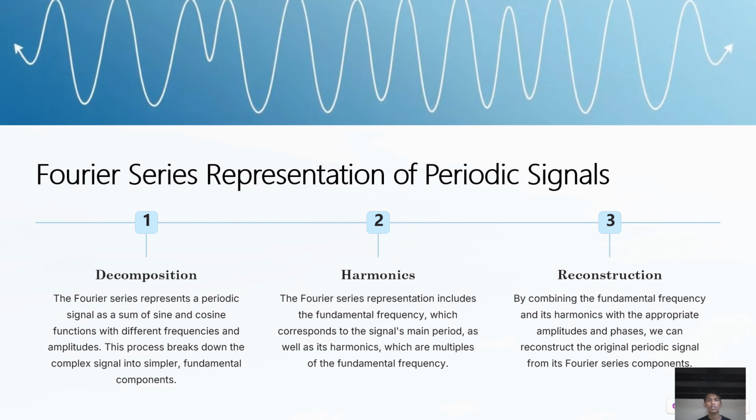Harmonics: the Fourier series representation includes the fundamental frequency, which corresponds to the signal's main period, as well as its harmonics, which are multiples of the fundamental frequency. Reconstruction: by combining the fundamental frequency and its harmonics with the appropriate amplitudes and phases, we can reconstruct the original periodic signal from its Fourier series components.